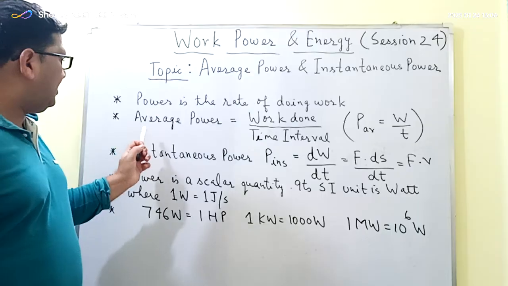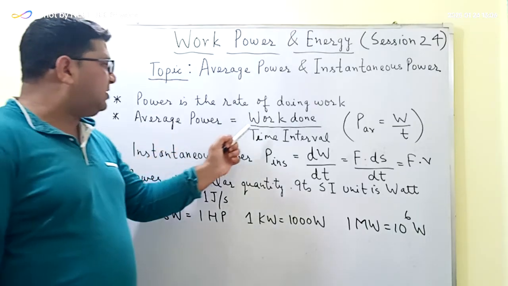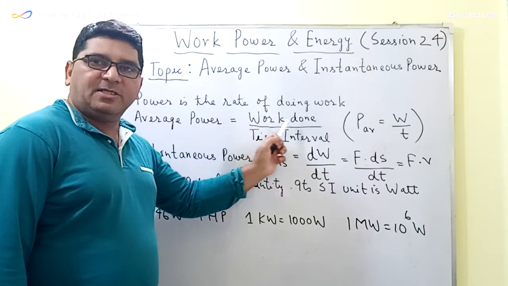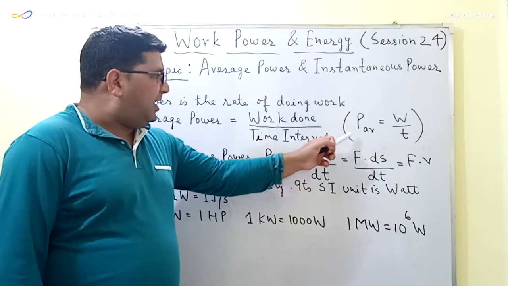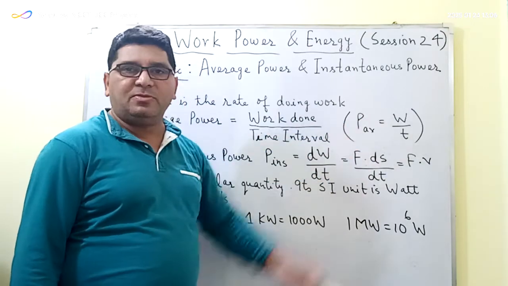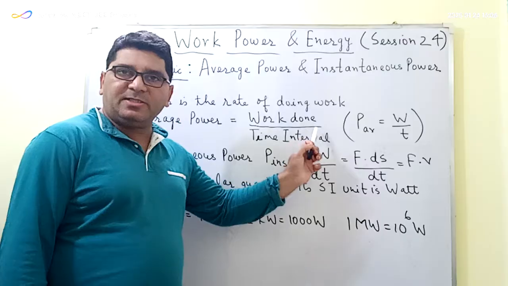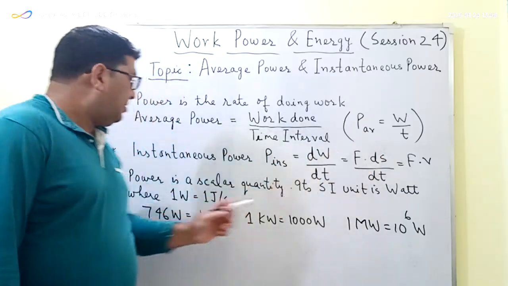And the second point is the average power. Now, the average power is equal to the total work done divided by the time interval, and this is equal to W upon T, where W is the total work done and T is the time interval.